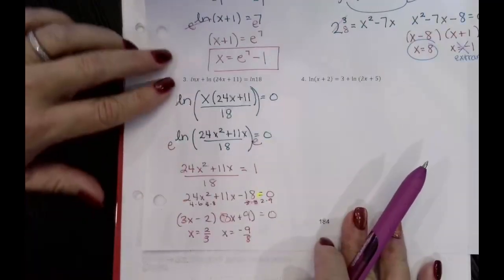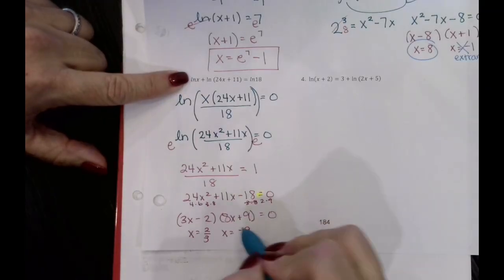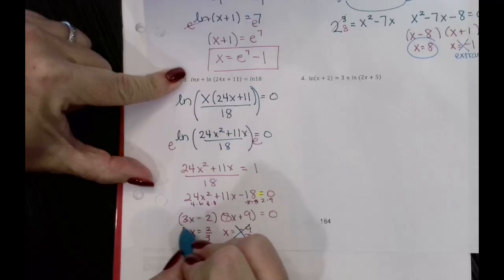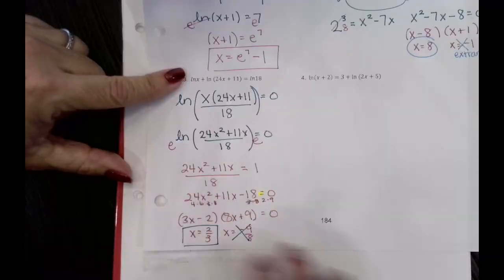Now, if I go up here and look at my original, I have an ln of x, so because of that, this one can't work, so my only answer is going to be 2/3. All right, there's a lot going on in this problem.